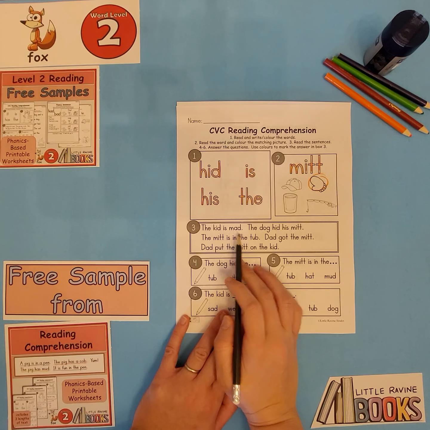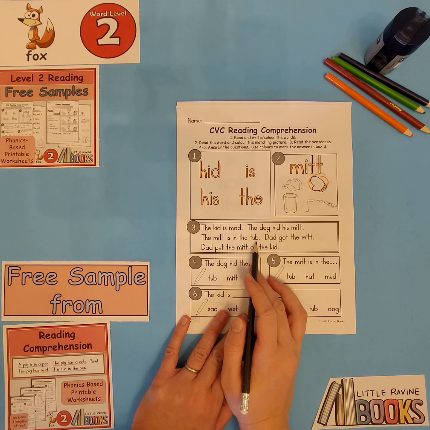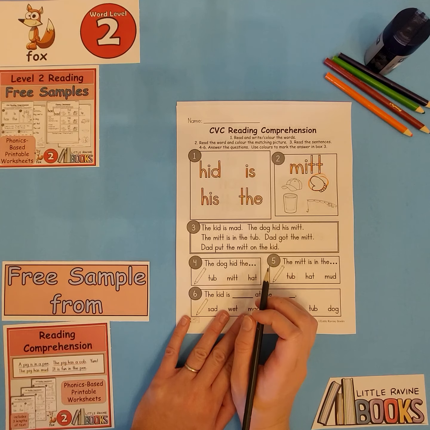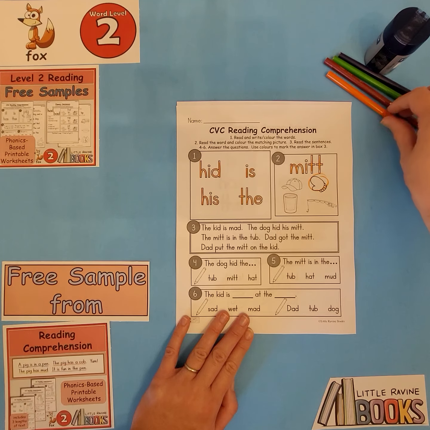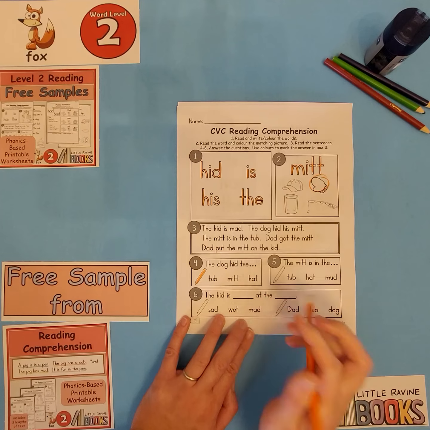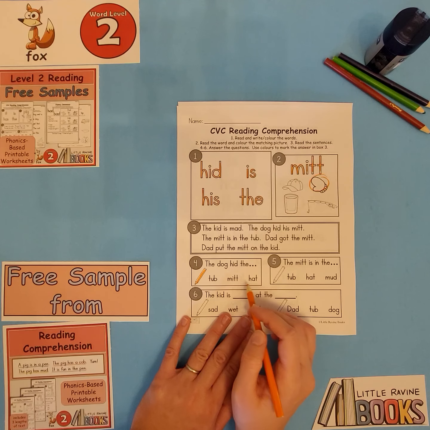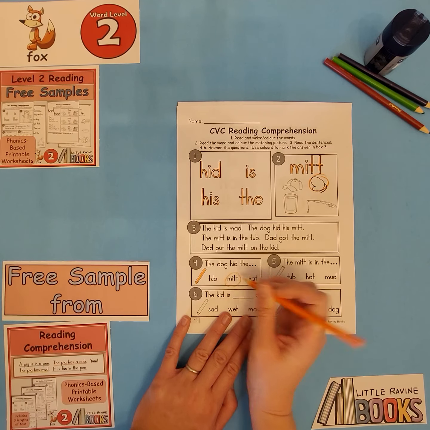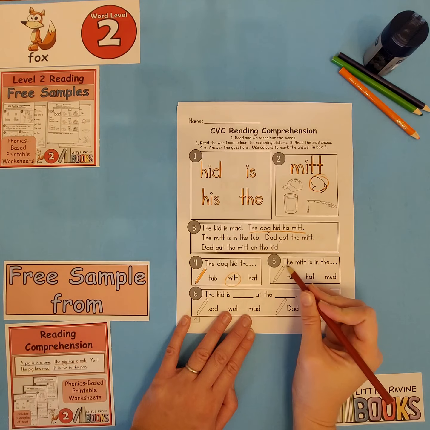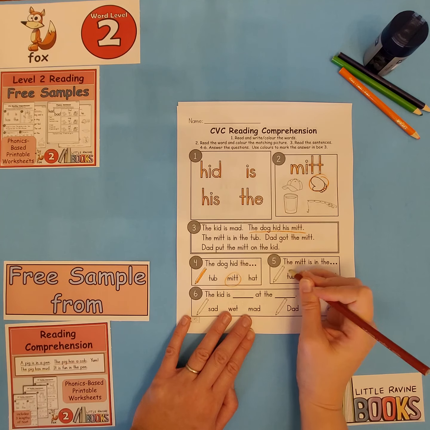Okay, let's read what we have here. The kid is mad. The dog hid his mitt. The mitt is in the tub. Dad got the mitt. Dad put the mitt on the kid. So now let's look at our comprehension questions. Again, we need 4 colors here for the bottom. The dog hid the tub, mitt, hat. And that is here. The mitt is in the tub, hat, mud.